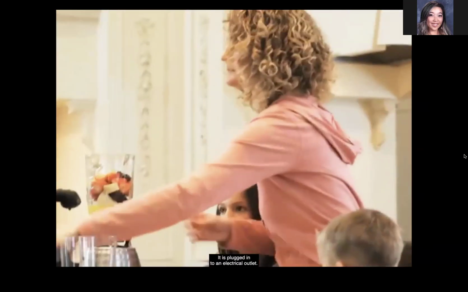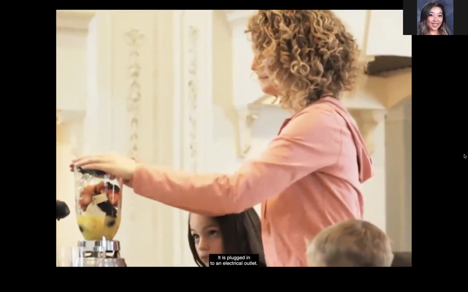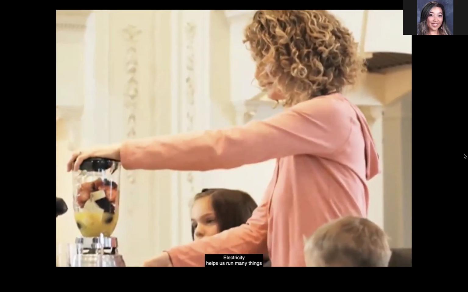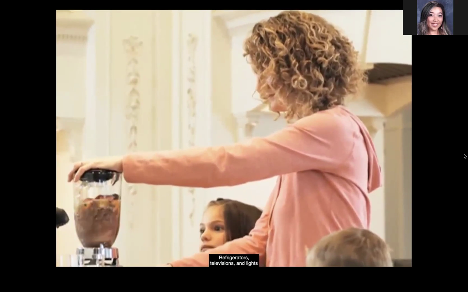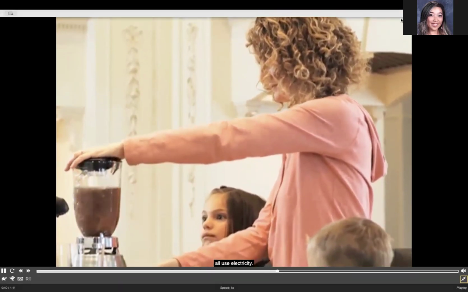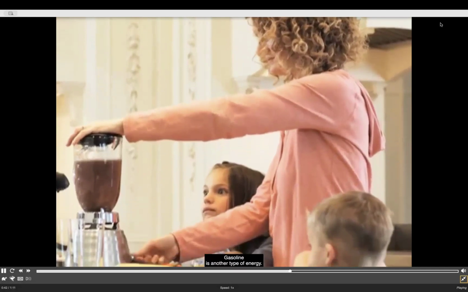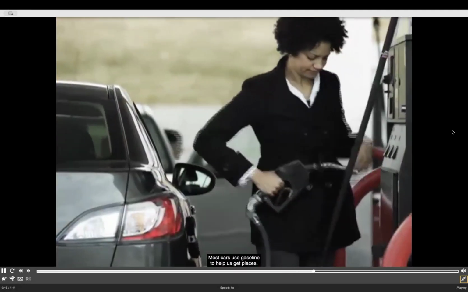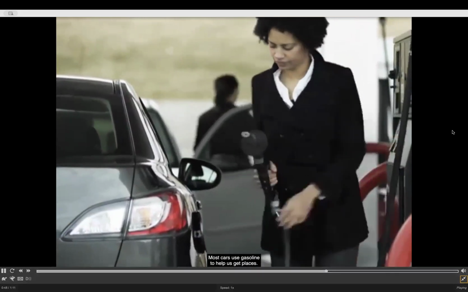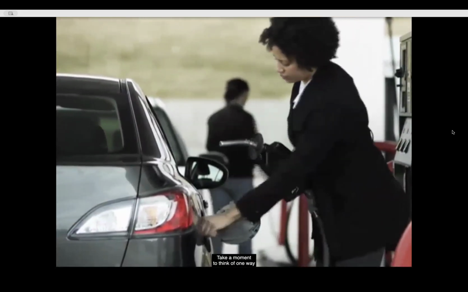This blender also needs energy to work. It is plugged into an electrical outlet. Electricity helps us run many things around the house. Refrigerators, televisions, and lights all use electricity. Gasoline is another type of energy. Most cars use gasoline to help us get places.